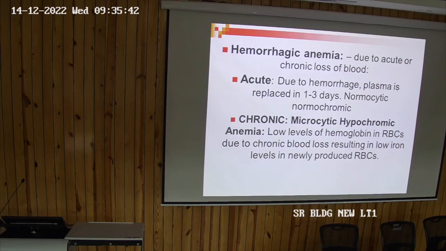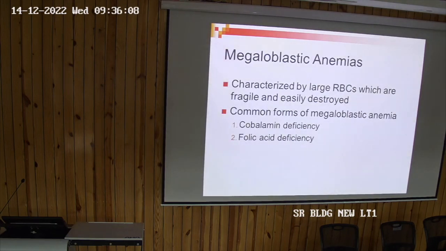The scenario is when we are talking morphologically, normocytic and normochromic. So what is the example of normocytic normochromic? Acute hemorrhagic condition. Chronic microcytic hypochromic anemia: low levels of hemoglobin in RBCs due to chronic blood loss resulting in low iron levels in newly produced RBCs. Megaloblastic anemia is characterized by large RBCs which are fragile and easily destroyed. Common forms are due to the deficiency of cobalamin and folic acid.